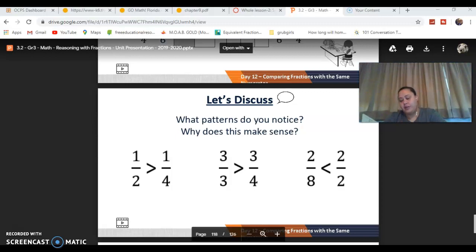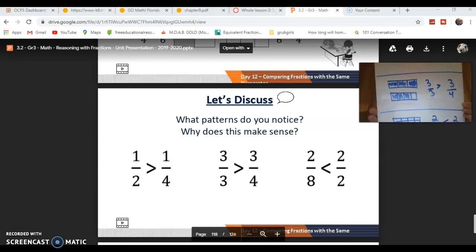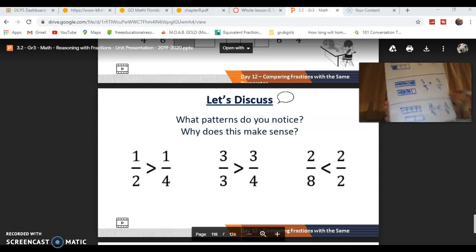3/3 is greater than 3/4. So what they're saying is I cut one shape up into 3 parts and I shaded all 3 parts. The other rectangle I cut into 4 parts, but I only shaded 3. So is 3/3 greater than 3/4? And here's that visual. So looking at this, you can see that 3/3 is in fact greater than 3/4 because it covered the entire shape. So that whole pie or that whole shape is gone. So 3/3 is greater than 3/4. That number sentence is correct as well.